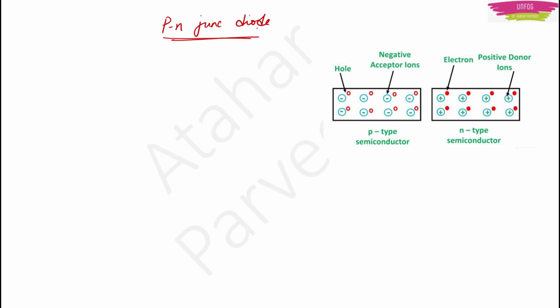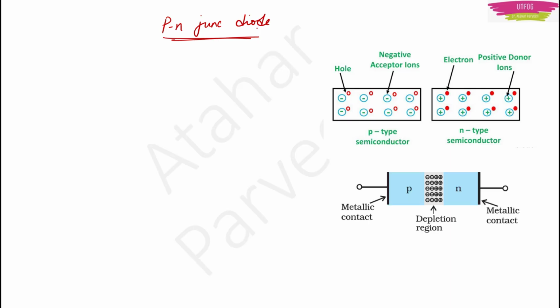Actually, when p-type and n-type are used separately, they have no use. They have limited use, you can say. But when these two, the p-type and n-type semiconductors, are combined to form one junction, many new characteristics will appear which will make this particular setup one useful device. That device is known as a p-n junction diode.